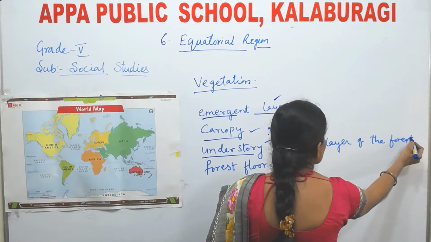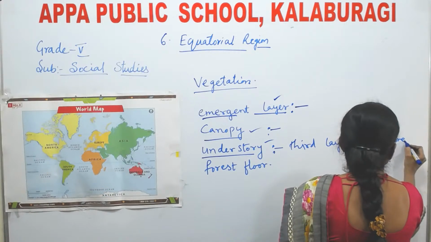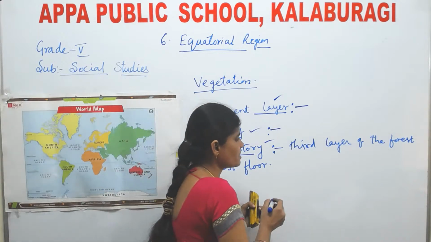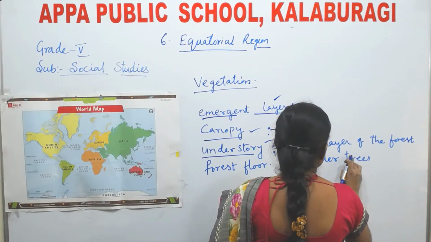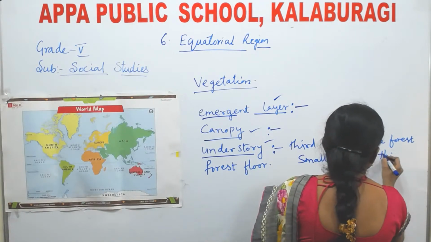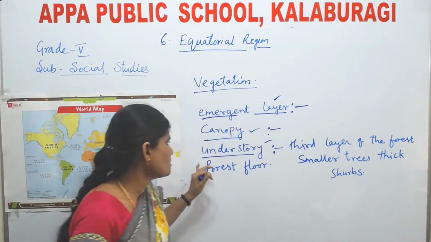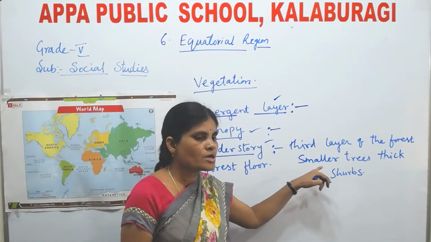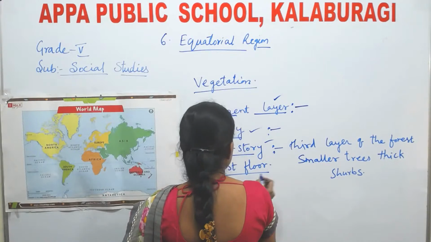This is the third layer of the forest. Which is the third layer of the forest? Understory. This layer consists of smaller trees and thick shrubs. See, the understory is the third layer of the forest, and this layer consists of smaller trees with thick shrubs. Now, next is the fourth layer.